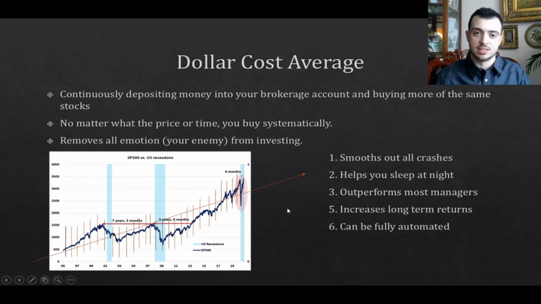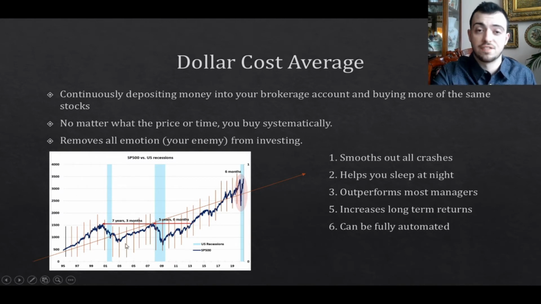It's all over the place. This is the nature of the markets. When it's going up, everybody's too excited. When it's going down, people are fearful for their life. All of these vertical lines are examples of when you would buy.